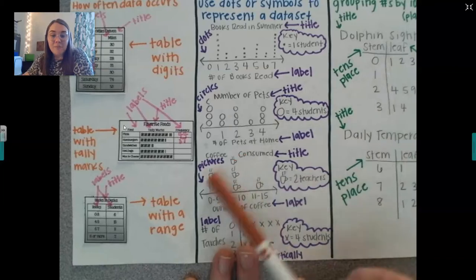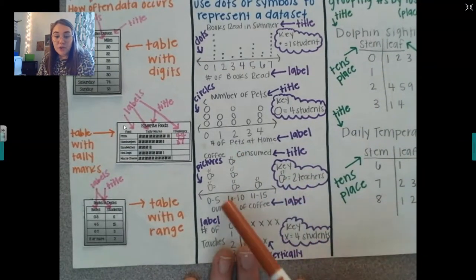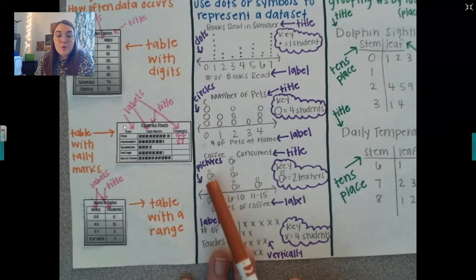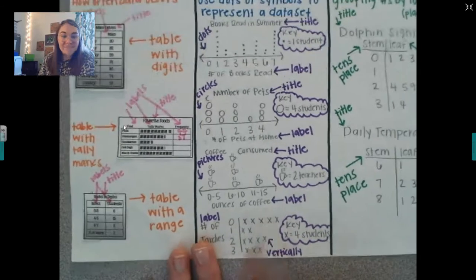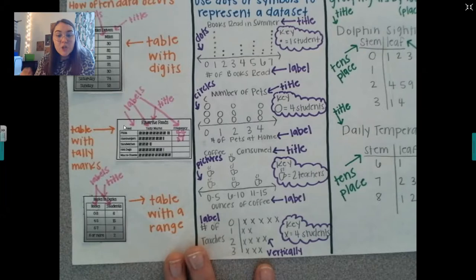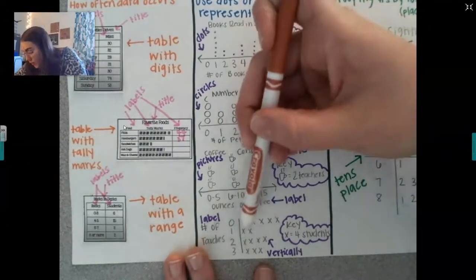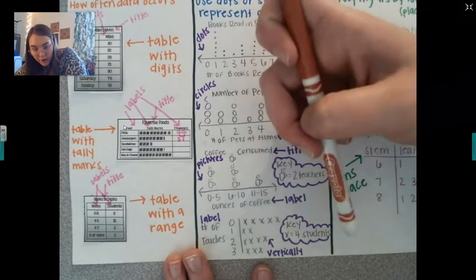For this one, it has coffee cups. That can happen too. And look down here, it has a range at the bottom. This says 2 teachers for every coffee cup. So with this one, 4 teachers, because there's 2 coffee cups, drink 0 to 5 ounces of coffee per day. This one has X's. Guess what? X's work too. And this one is up and down. It's still a dot plot. You just have to pay attention to this key. For every X equals 4 students. So if I was counting by 4s, 4, 8, 12, 16, 20. 20 students have 0 tardies.